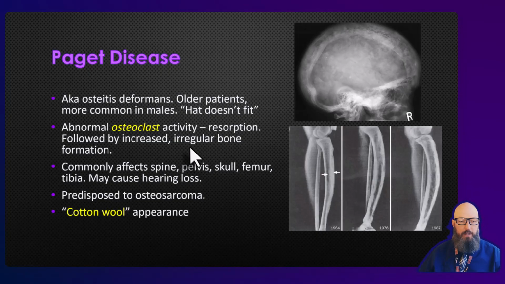It's also known to affect the femur and the tibia. And then this is kind of a unique thing of it. The tibia is starting to bow outward. And so that's something that's kind of unique to Paget disease.